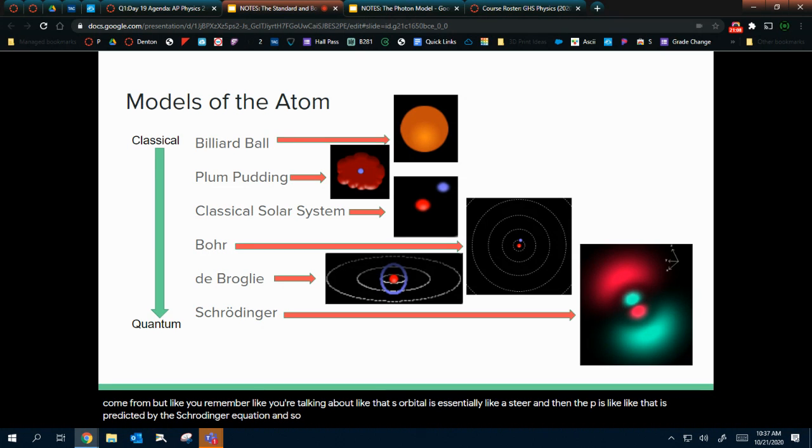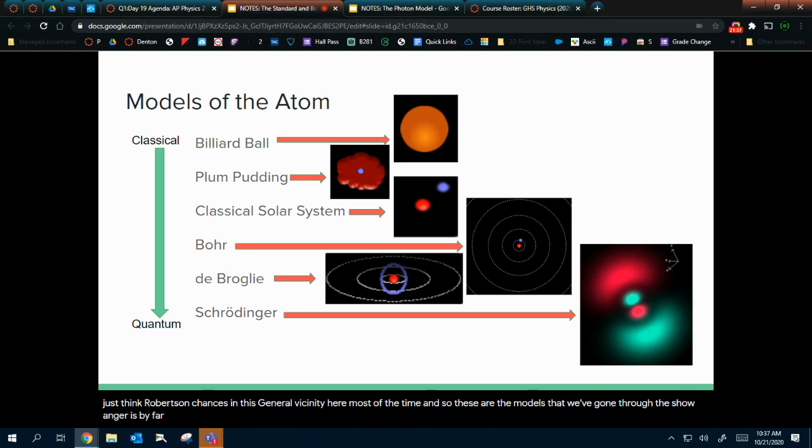When I say Schrödinger model, you've probably seen it, with all the weird cones. Essentially it's just a region of probability, right? It's not like the electron is actually there. We just think there's a 95% chance it's in this general vicinity most of the time. And so these are the models that we've gone through.